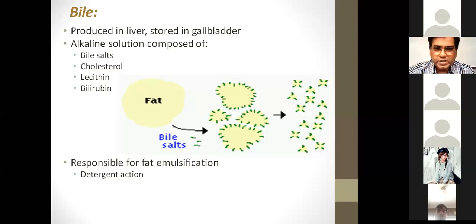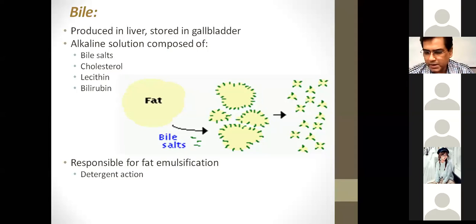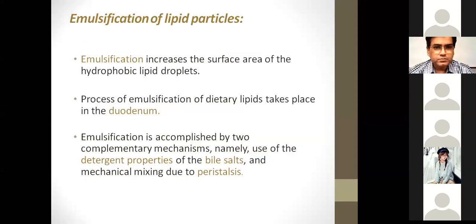What does it do? It increases the surface area for hydrolysis and for the enzymes to act over it. And it offers some hydrophilic outline so that it can easily travel and be transported within the intestinal medium and be absorbed from the intestine. So it takes place with the help of the bile.